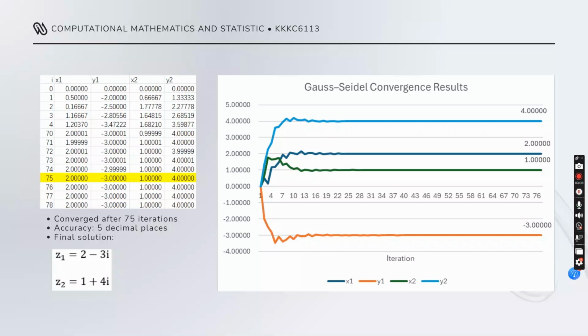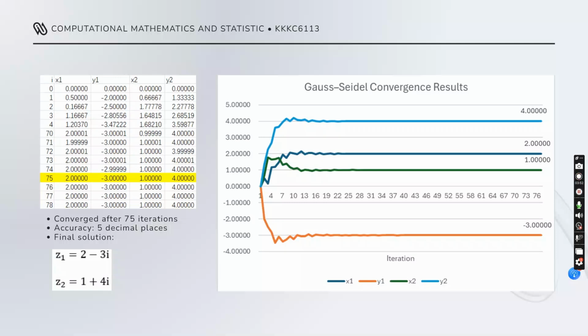The first row represents the initial guess, where all variables are set to 0. As the iterations continue, we can observe that the values gradually move closer to the final solution. During the early iterations, the changes are relatively large because the estimates are still far from the correct answer. However, after more iterations, the differences between successive values become much smaller, indicating that the solution is converging.